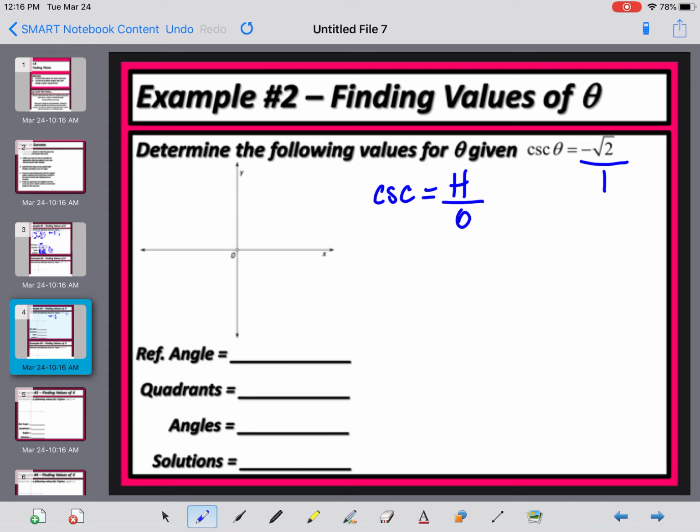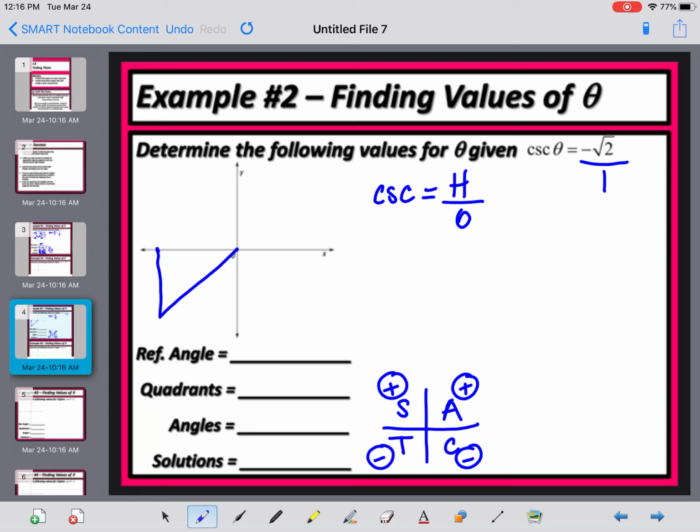hypotenuse over opposite. Now cosecant is going to be positive and negative in the same quadrants that sine is. So if we do an all students take calculus here for sine, it's going to be positive in 1 and 2, which means it would be negative in 3 and 4. So the value that I'm looking for here is a negative. So I'm going to put my reference triangles in 3 and 4. Okay, and I may as well go ahead and fill in my quadrants, 3 and 4.